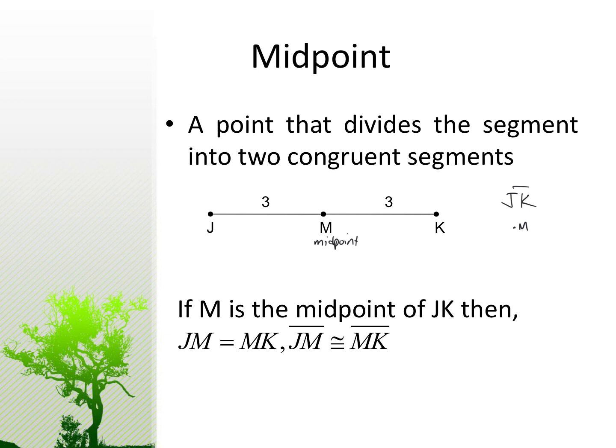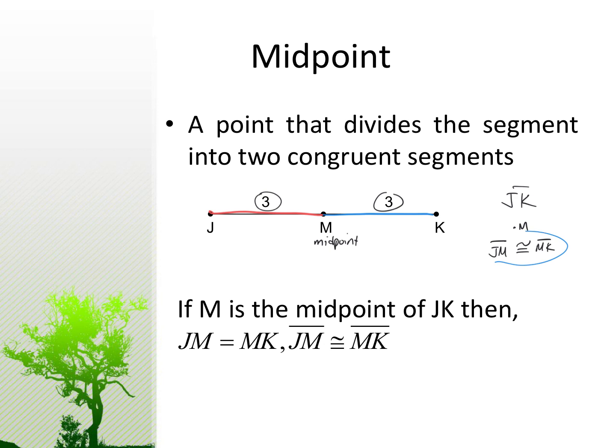But anyway, you're going to see that M is the midpoint, and what that means is that segment JM is going to be congruent to segment MK, okay? Because what's happening is it's going to split JK into two exactly equal parts, JM and MK.